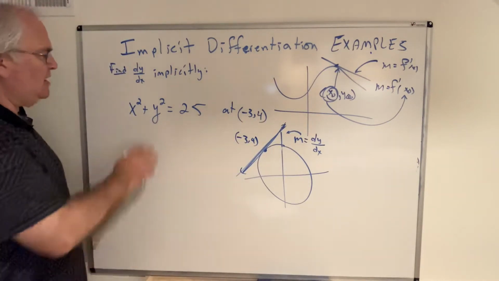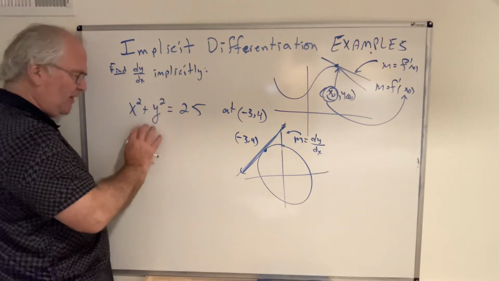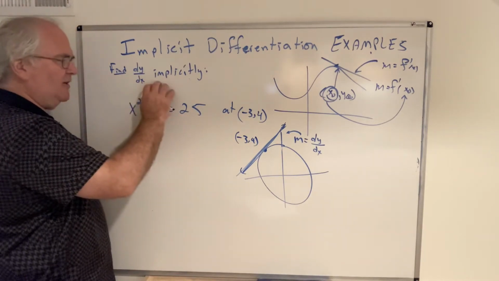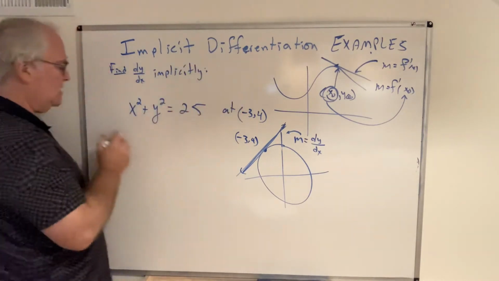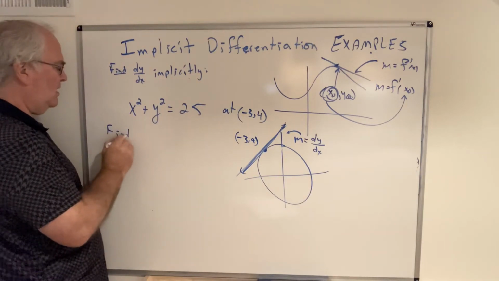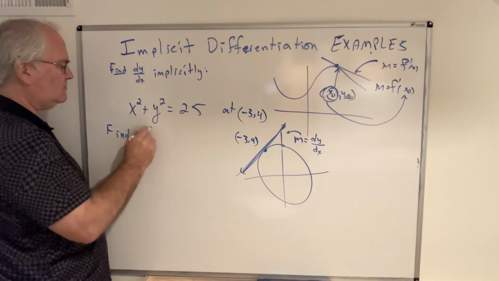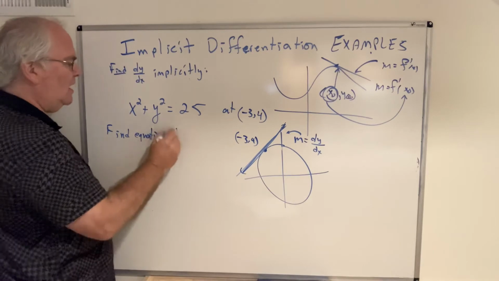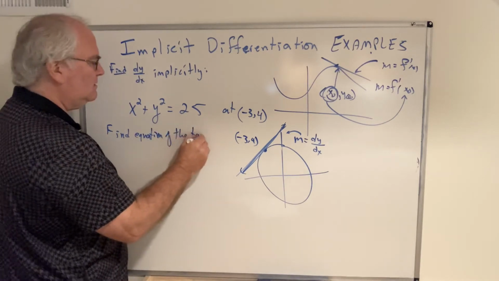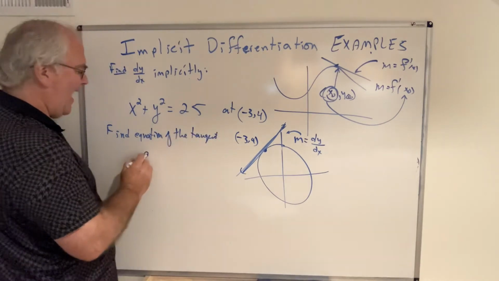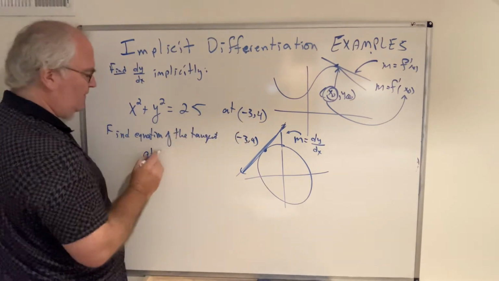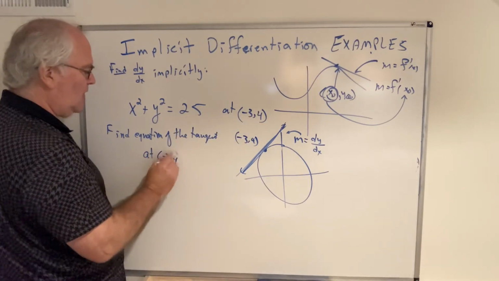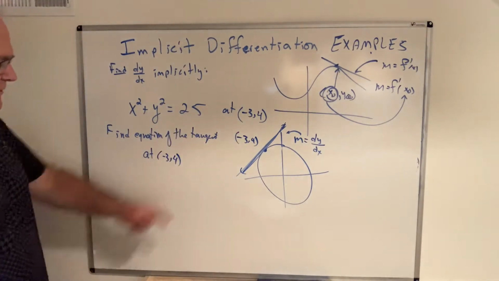So here's the procedure for if you're given an expression that requires implicit differentiation and the task is to find the equation of the tangent line at negative 3, comma 4. The tangent line at negative 3, comma 4. All right?